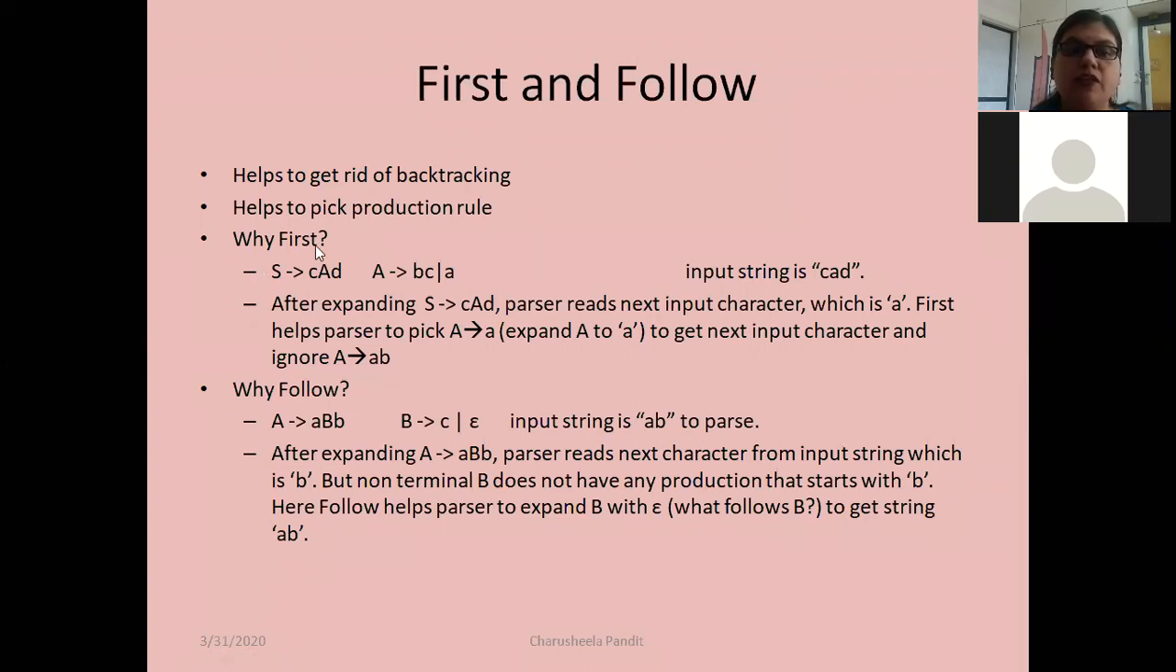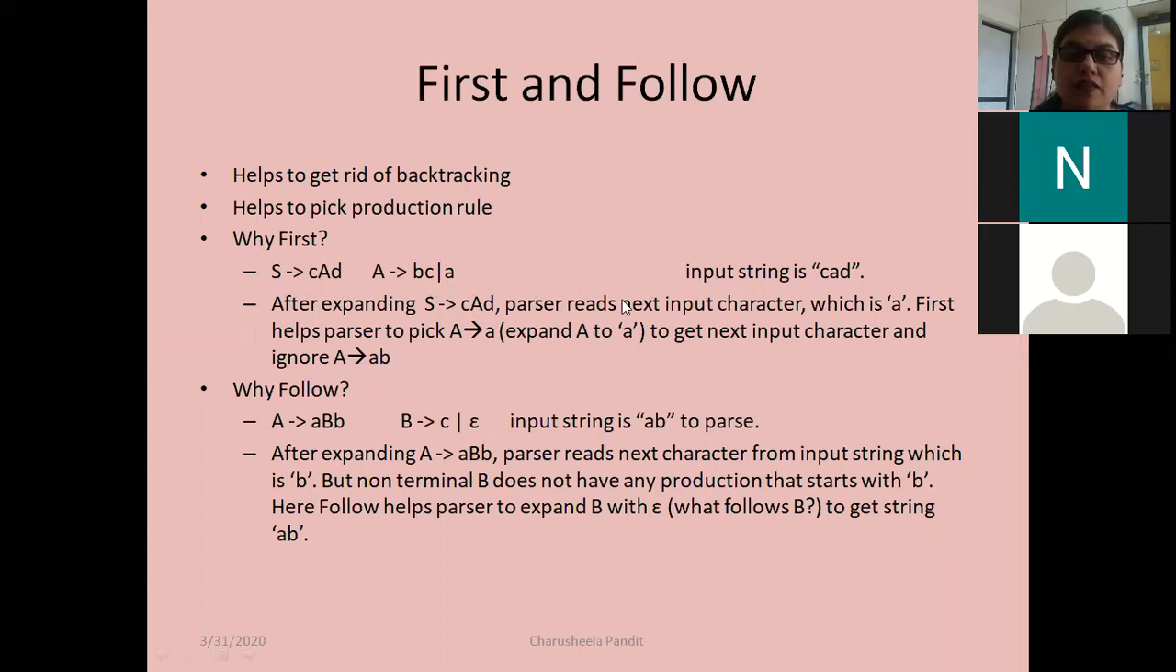Now see here why we need to compute the first. Consider the production. Here we have S produces CAD, and another production is A produces BC or A produces a, and the input string is CAD. Now we have to expand this S and A in such a way that we should get this input string CAD. As the start symbol is S, we will start expansion from this, and S gets expanded to CAD. Later the A will get expanded either to BC or to a, right?